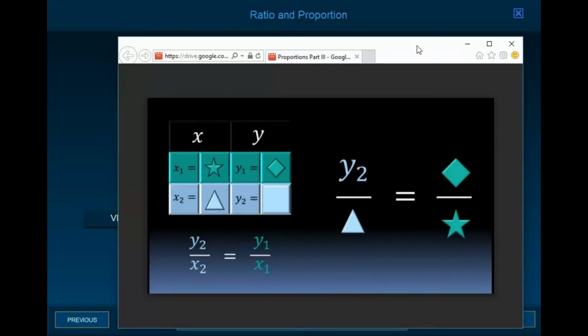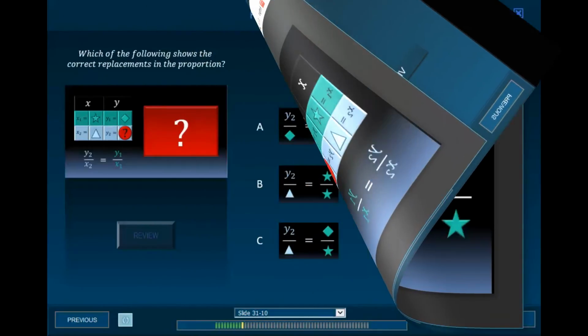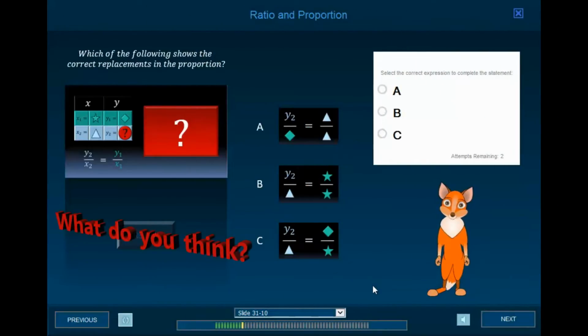And we want to use these values to predict the value of y at the second point in time. And we can use our proportion to do that. Which of the following shows the correct replacements in the proportion?